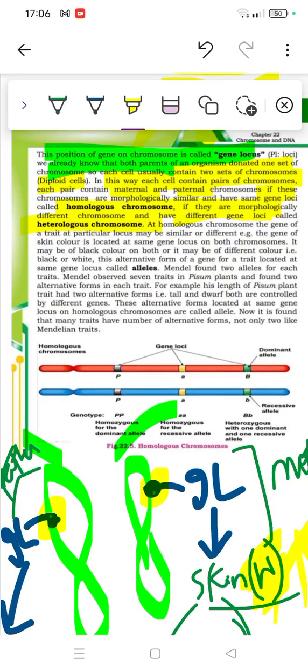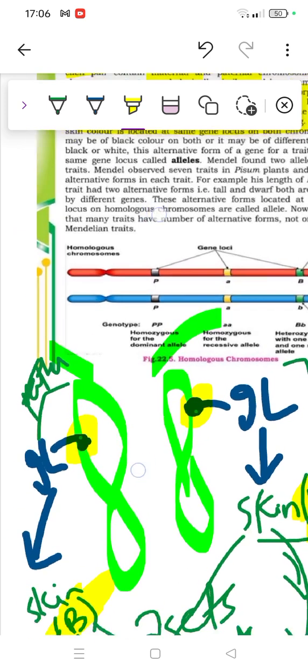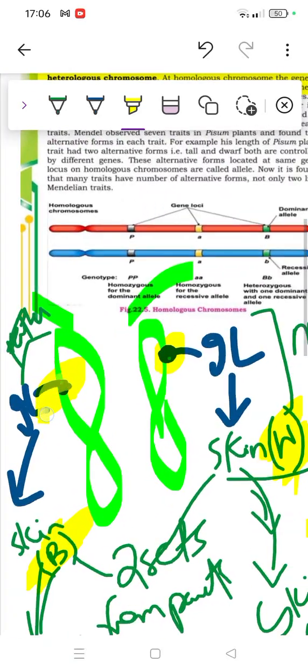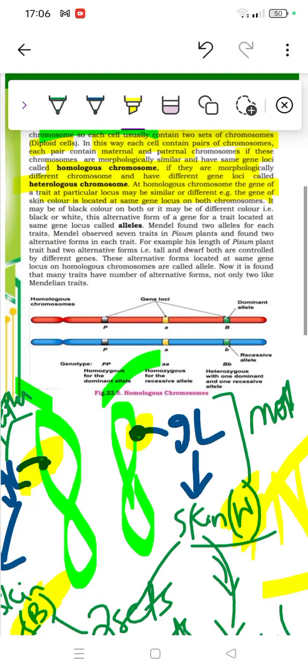So in homologous chromosomes, a trait at a particular locus may be similar or different. This means the position is the same, but the gene, the character, can be the same or not the same. An example: it may be black color in both, or it may be a different color as well, black or white. These alternate forms of a gene for a trait are called alleles. Alleles are simply forms of a trait located at the same gene locus.